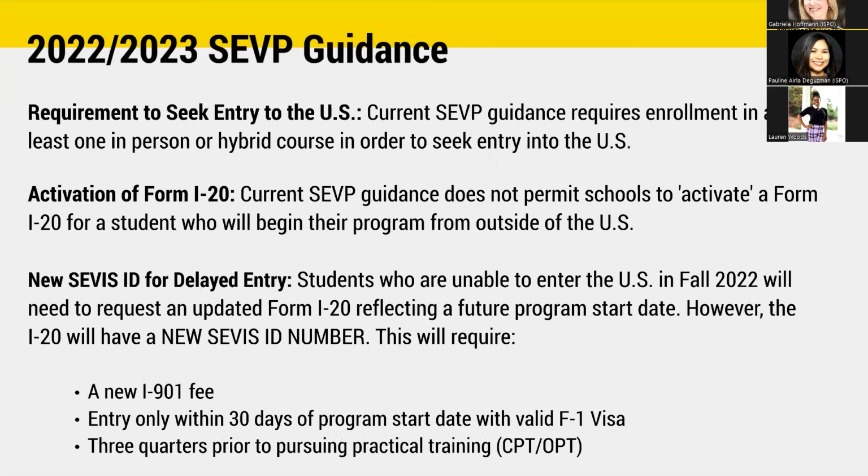Now we are almost to the end here, and then we'll open up the floor for some questions. I know we have some great questions here in the chat already, but I do want to make you all aware of a very important piece in place from the Student and Exchange Visitor Program during the pandemic and for the duration of the emergency. So as of the latest SEVP guidance, in order for an individual to seek entry to the US for fall 2022, you must have at least one in-person or hybrid course in order to enter.